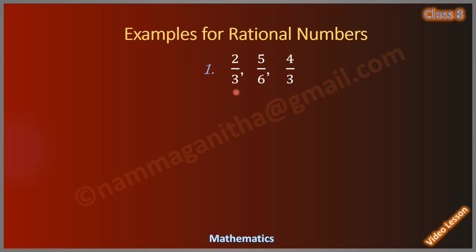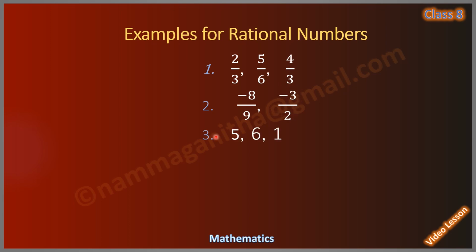Now consider the second example. Minus 8 by 9. Minus 8 by 9 is in the form of p by q. Here p is minus 8, q is 9. Both are integers and the denominator is not equal to 0. Therefore, minus 8 by 9 is a rational number. Similarly, minus 3 by 2 is a rational number.